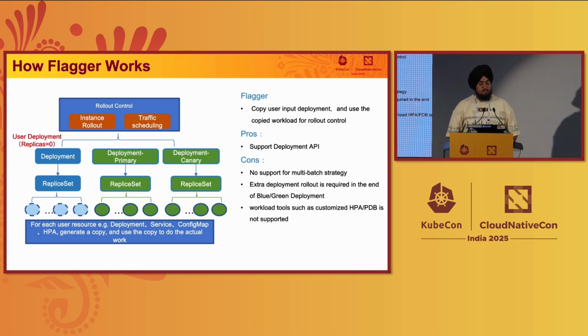We also have Flagger, a project by Flux. What Flagger does is copy your input deployment and use that copied workload for the rollout. This way we are managing two deployments, which means it duplicates your resources. It doesn't support multi-batch, and you need an extra deployment rollout at the end for a blue-green deployment. And workload tools such as Kustomize, HPA, and PDB are not supported.